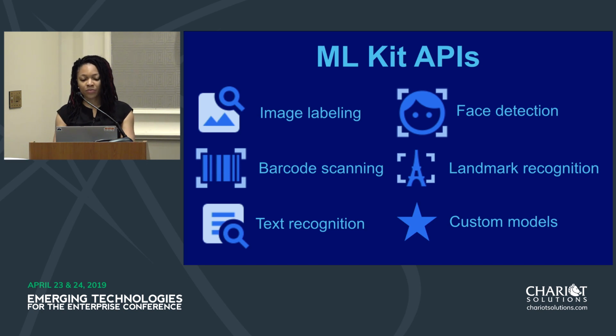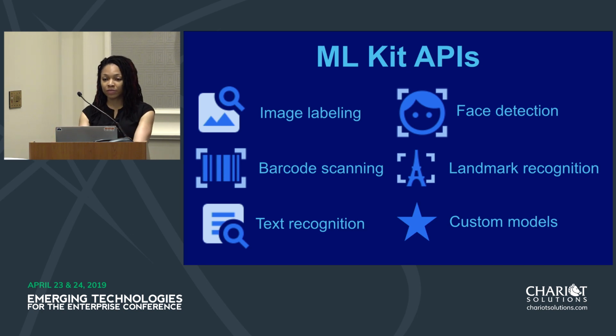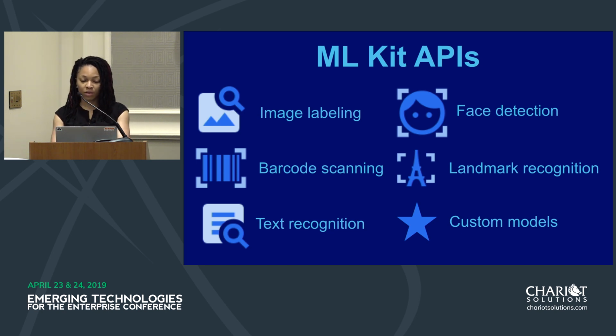So these are the APIs we have currently supported on Flutter's ML Kit library. You have image labeling, barcode scanning, text recognition, face detection, landmark recognition, and custom models. For the purpose of this talk, I'm just going to focus on the first four because the library is still being actively developed. So landmark recognition and custom models are not ready yet, so I didn't explore them.